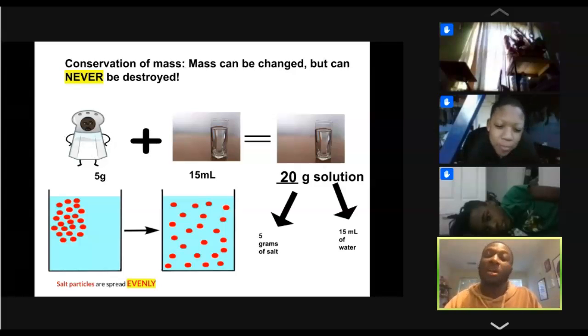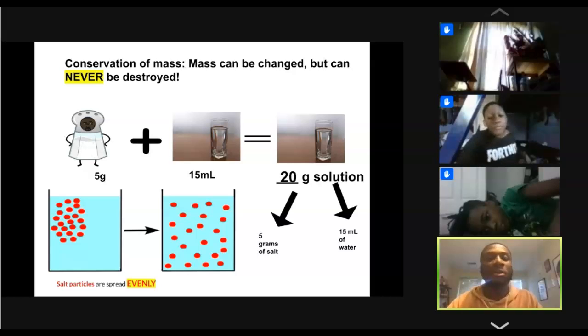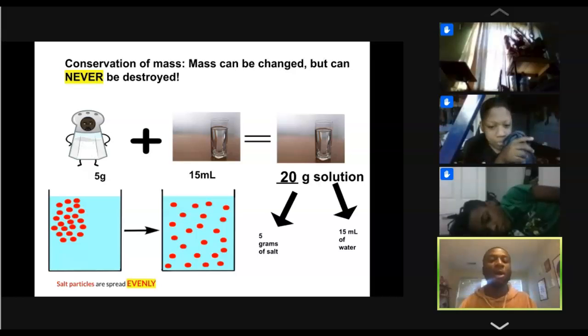When I was making my slides, I should have put this in the notes, but go ahead and write this down now: the particles in a solution spread evenly.